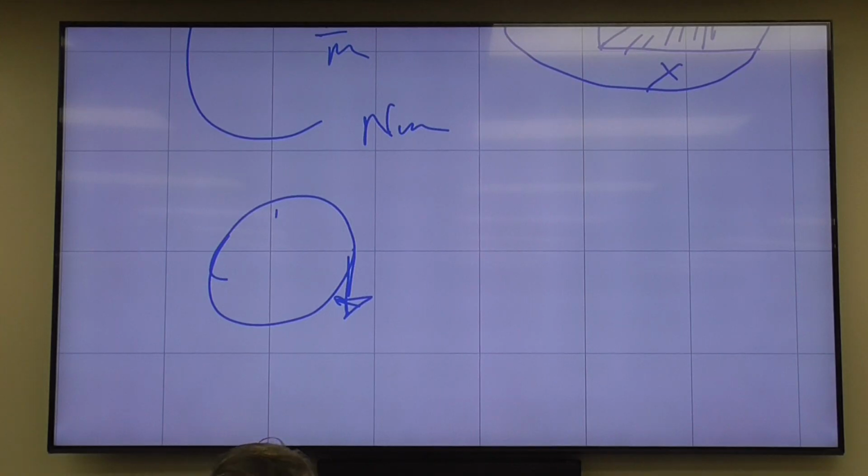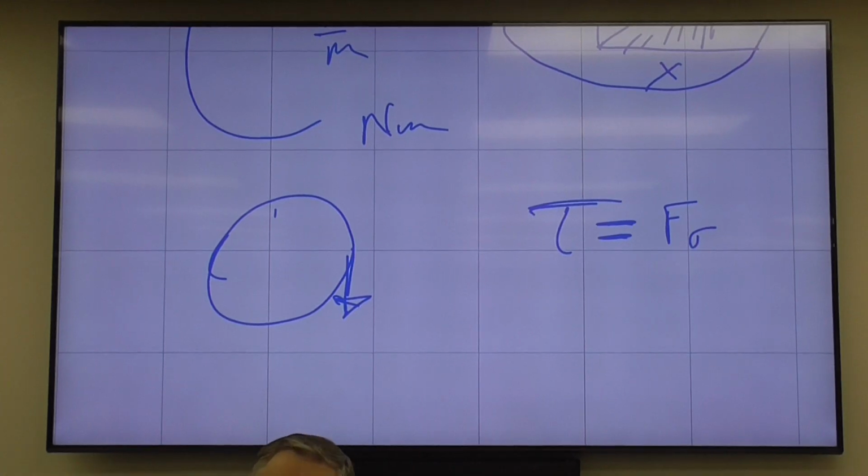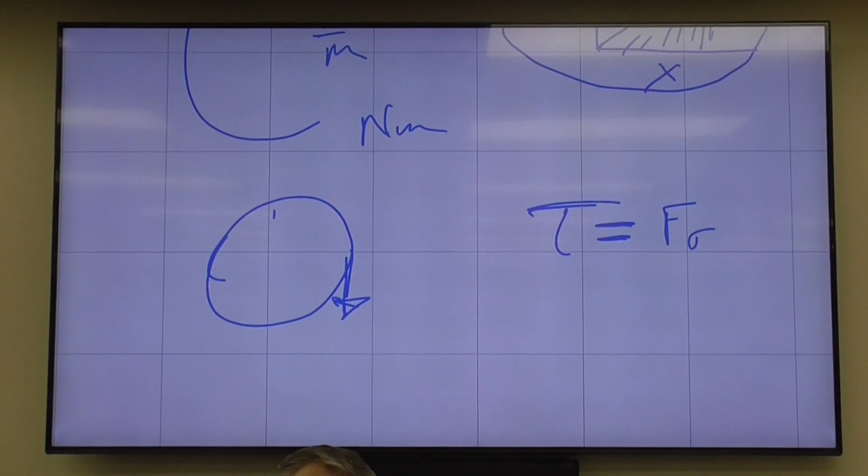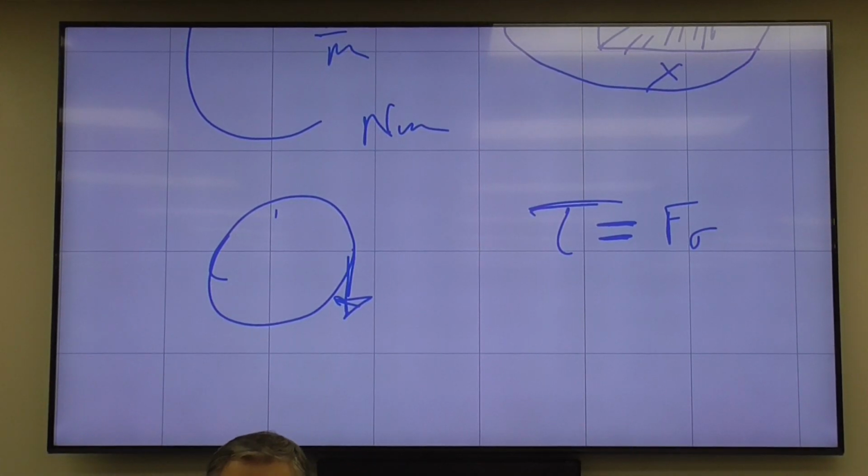Torque. Yeah, but what determines torque? Radius and force, F times R. Can you use F equals ma on a spinning object? No. You can't use F equals ma, mainly because where you apply the force determines the torque.